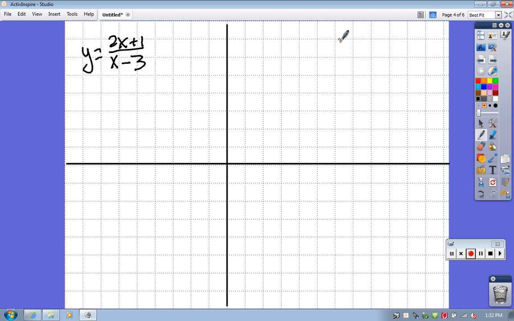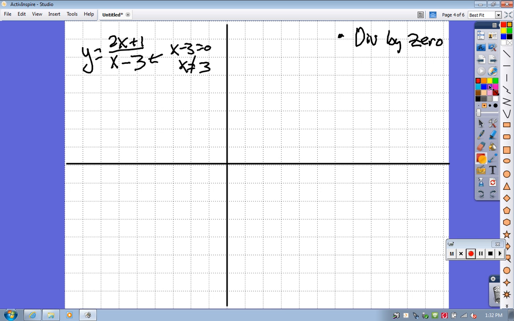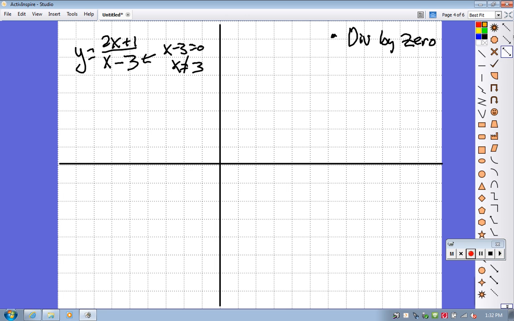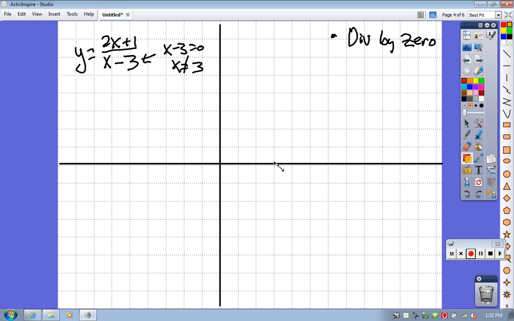All right, so here's our questions, our big ideas. Can't divide by 0. Again, that's going to give us some vertical asymptote somewhere. So I would look at this denominator. When does that equal 0? Add 3 to both sides. It happens at 3. So I know that x cannot be 3. So I know that I'm going to have right here at 3, nice vertical asymptote.